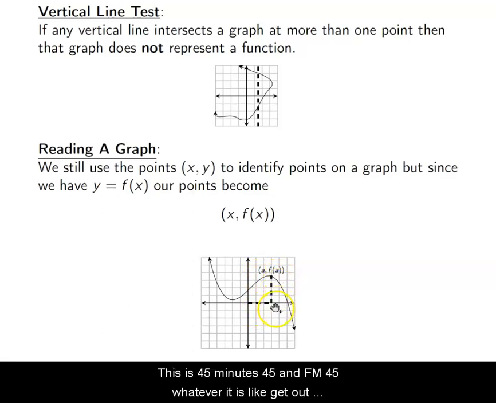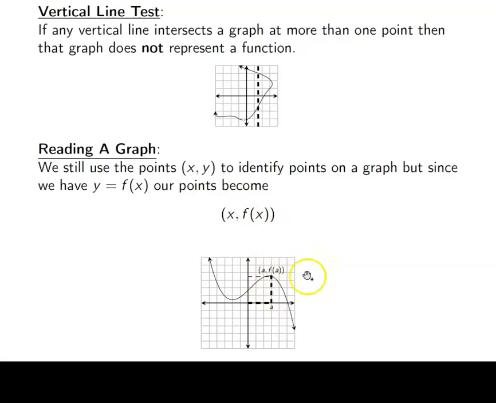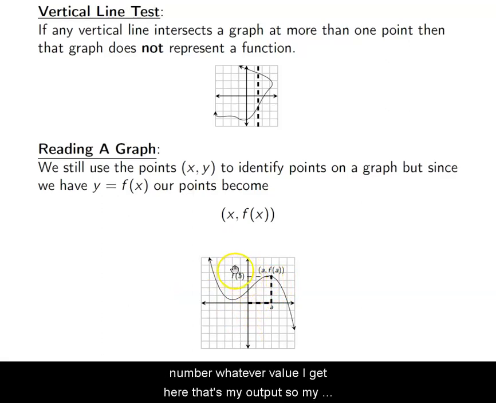This is 45, then that's 45 and f of 45, which is whatever I get out when I plug in 45 to my function. So if I had an actual function, I would put that output, right? Since I don't have a function, I read it as f of a, that fixed variable that I have, okay? So this is the value of f of a. So I trace that back to the y-axis, and whatever value I get here, that's my output.